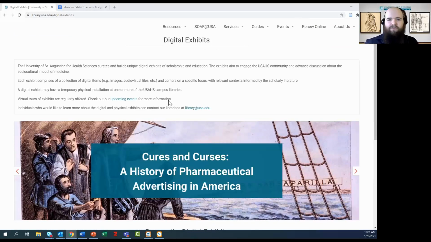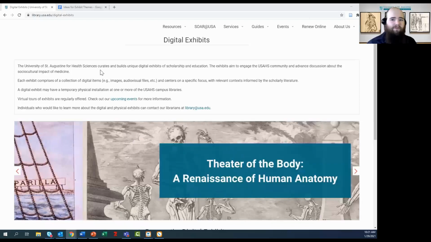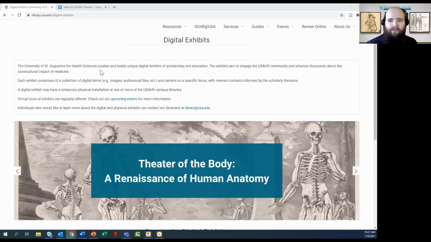As you can see, I have a lot of the same information about how the university curates and builds unique digital exhibits of scholarship and education, specifically regarding dimensions of medicine.